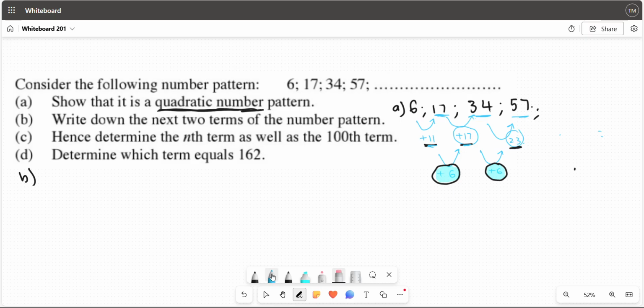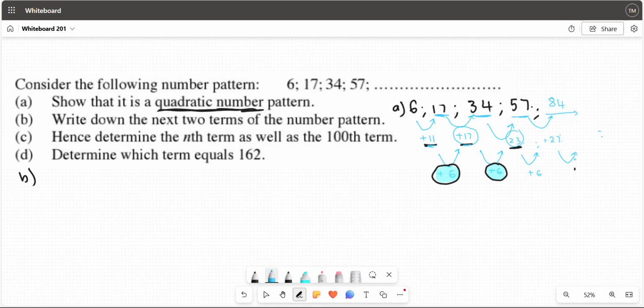So since I'm adding a 6, this 6 will be the same. So I will be adding the same 6. So 23 plus 6 would be 27. And so 57 plus 27 is 84.